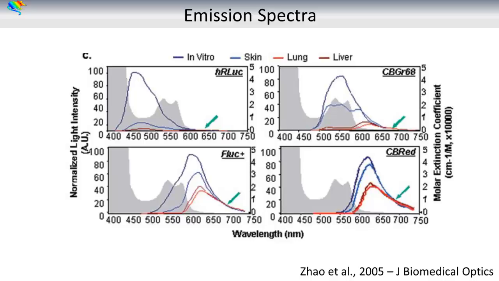As shown in the graphs from Dr. Zhao and colleagues, click beetle green and Rhinella have a red emission tail. Therefore, one has to be cautious.